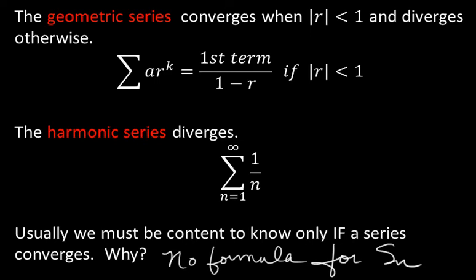In our convergence tests, we will just see if a series converges. We won't find out what its limit is, and I hope that you all know by now the reason that we cannot find the limit in most cases is because we have no formula, no closed form for the general term of the sequence of partial sums.